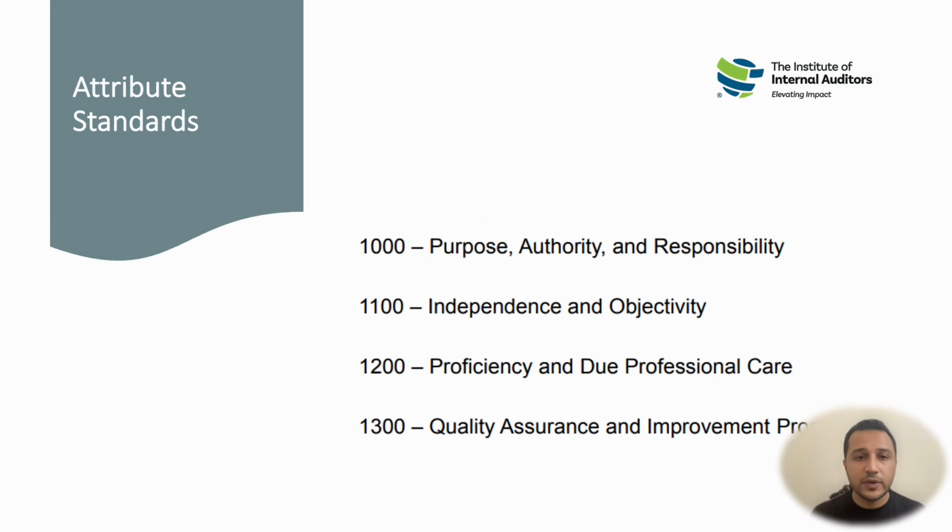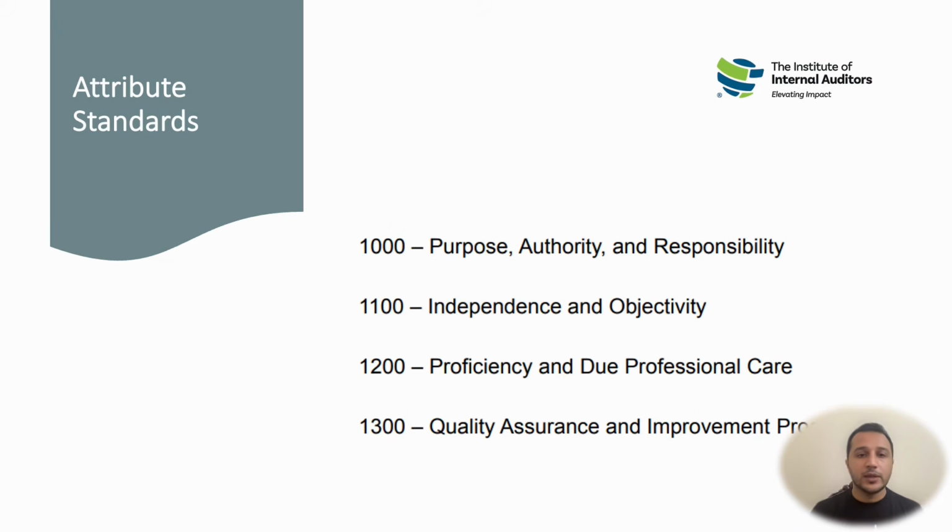Here are examples of attribute standards. For example, 1000 is purpose, authority, and responsibility. It gives you a detailed explanation of what the purpose of internal audit is, what our authorities are, and what our responsibilities are. Similarly, we have 1100, again in the 1000 series, which talks about independence and objectivity in great detail.